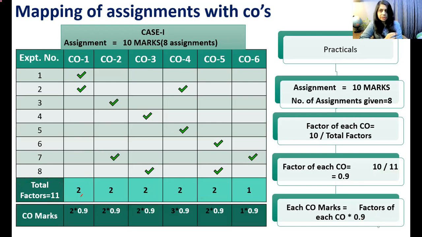So how to do this? Now how many CO1 marks? This factor 2 into 0.9, this factor 2 into 0.9, 2 into 0.9. Here it is by mistake taken 3, it should be 2. So 2 into 0.9 and so on. Here it is 1, so it should be 1 into 0.9 and so on. That means whatever factor you got here, you have to multiply this number with this number and you will get CO marks, CO1 marks, final CO1 marks.